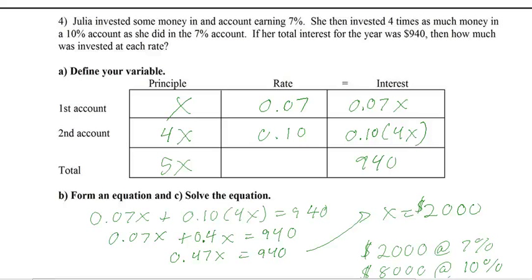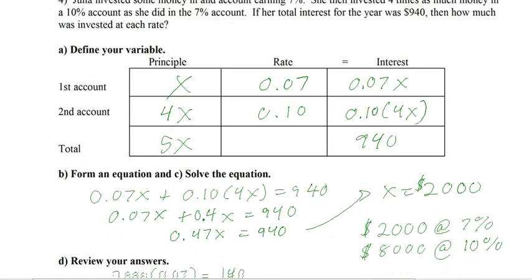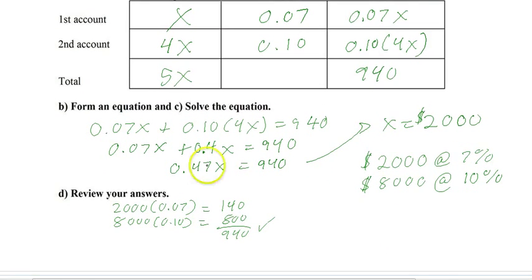And here's what you should have for your answer. So x, 4 times the amount. Multiply, multiply. There's your equation. Solve it, plug it back in, and check it. And everything checks. There's the answer.